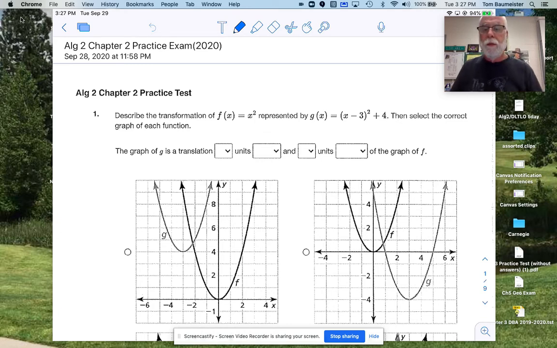All right, ladies and gentlemen, so let's go ahead and go through this chapter test for you. This is the practice. Remember, the real test should be very similar. So problem number 1, describe the transformation of f of x is equal to x squared, represented by g of x is equal to 3 minus, x minus 3 squared plus 4. Then select the correct graph of the function.